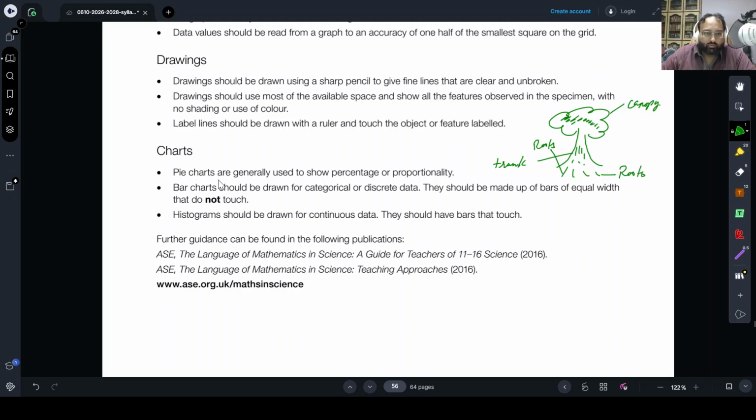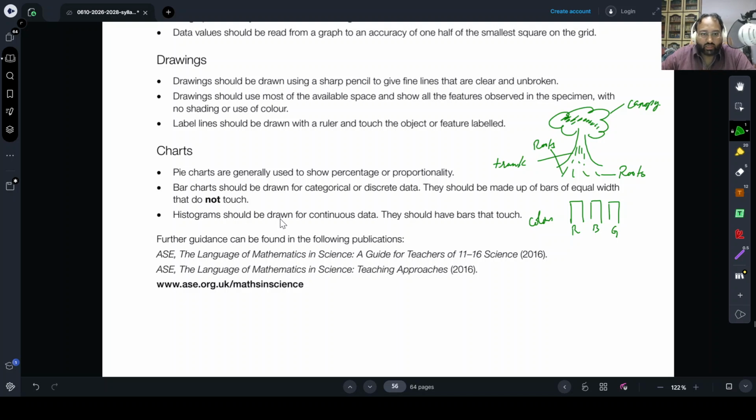So charts. Pie charts are generally used to show percentage and proportionality. Bar charts should be drawn for categorical or discrete data. They should be made up of bars of equal width that do not touch. So if you have a bar chart, there's a space in between the bars, and they're discrete data. For example, colors: red, blue, and green.